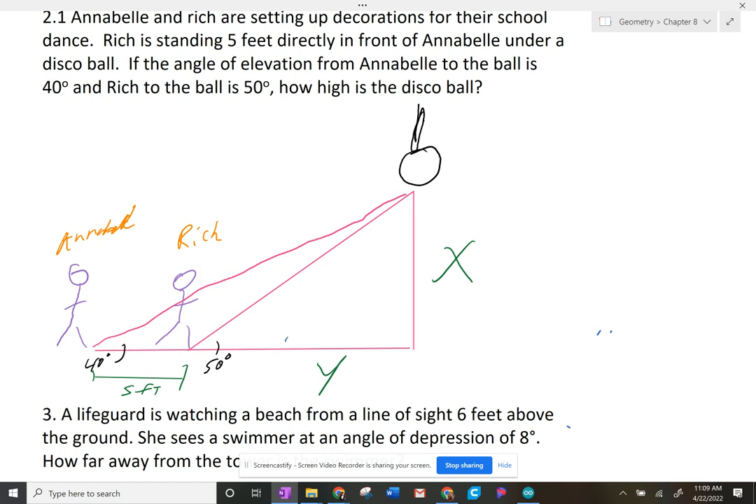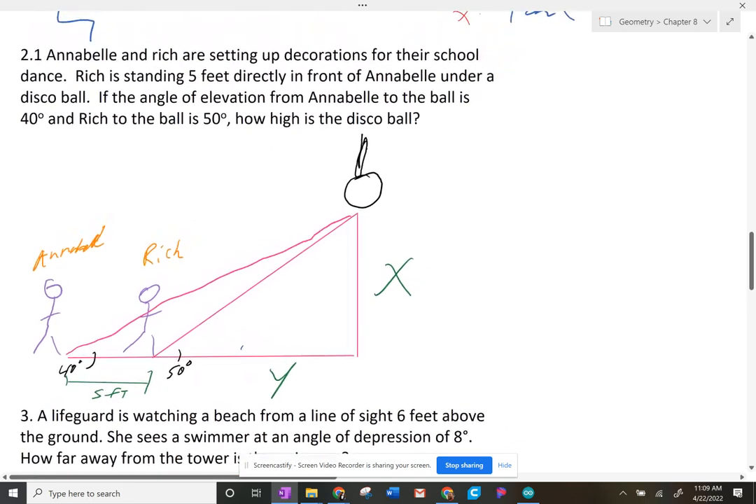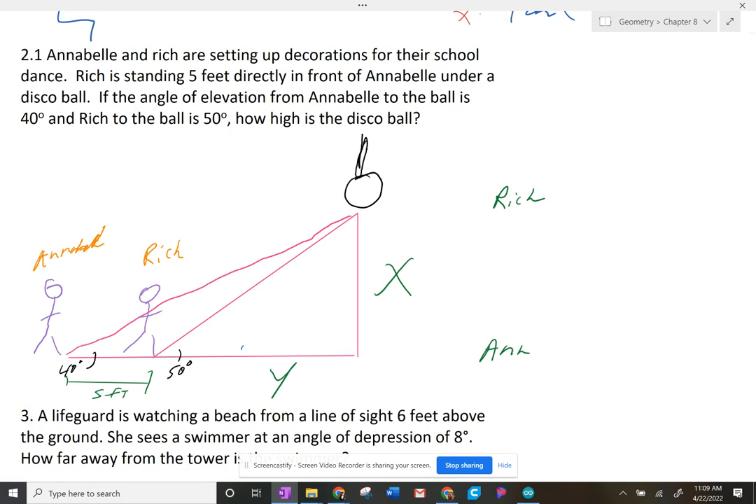Here is how we will set this one up. So we're going to have kind of 2 separate things that we'll need to do. Zoom out just a smidge. So when I'm trying to solve for Rich, and I'll put a Rich there, I'll put an Ann there instead of Annabelle, I'm going to use tangent, okay? Because I have opposites, I have adjacents, but I don't use the hypotenuse at all.